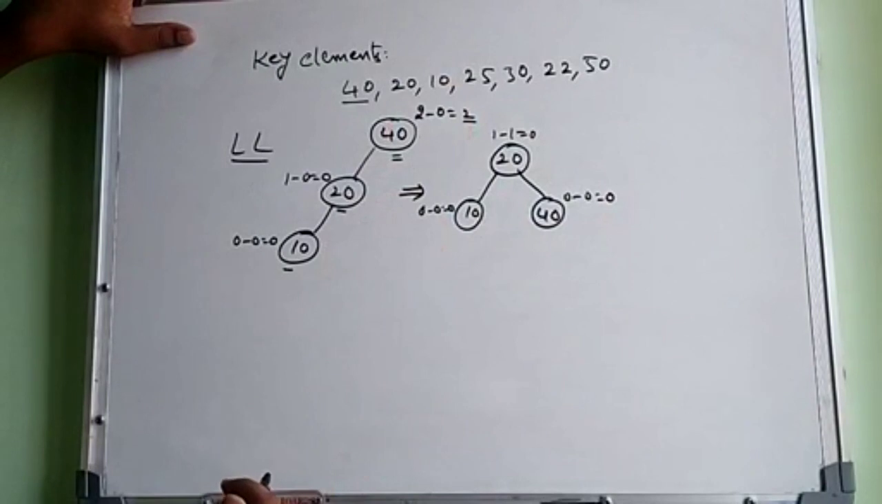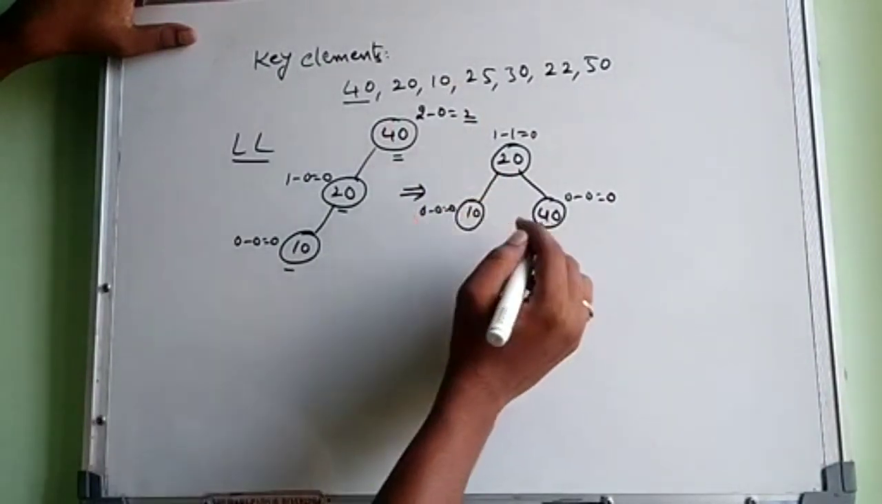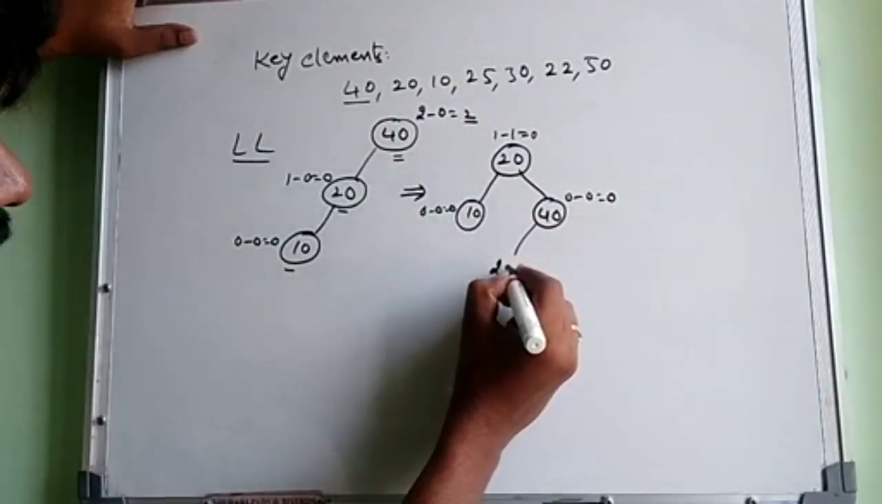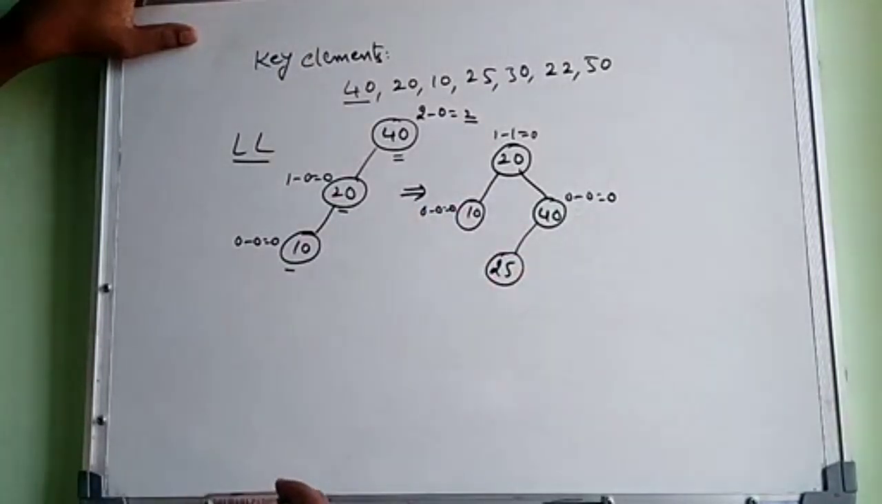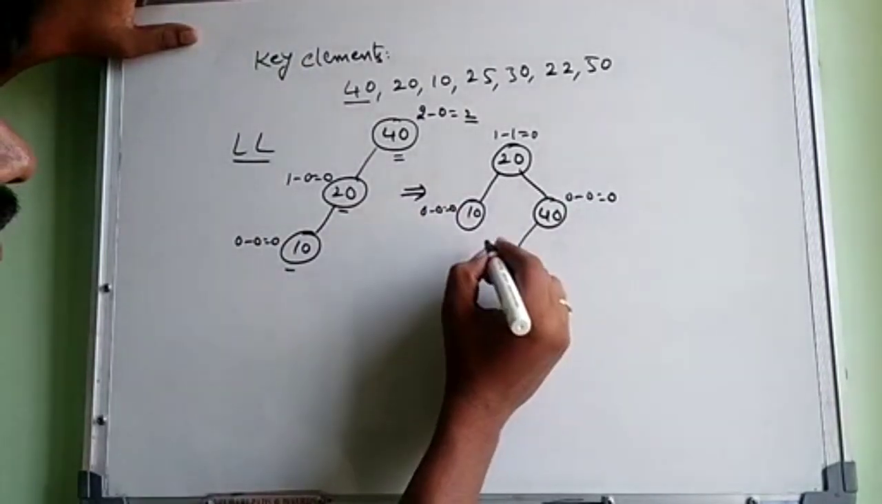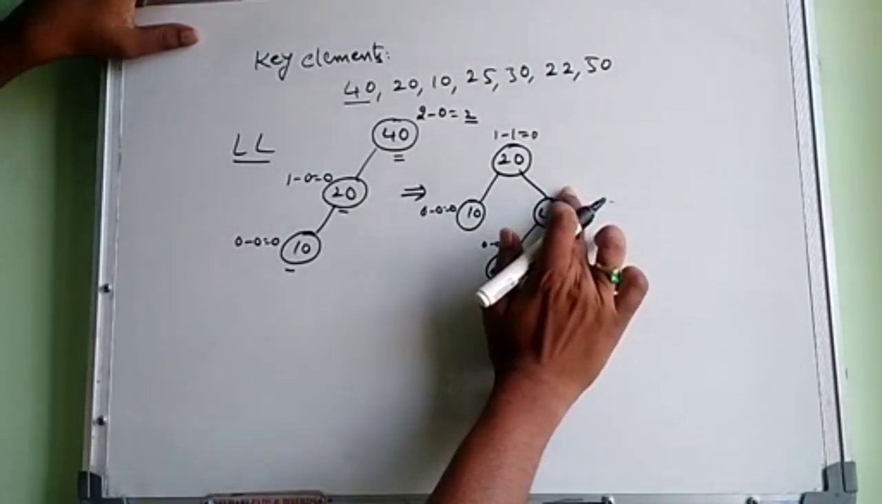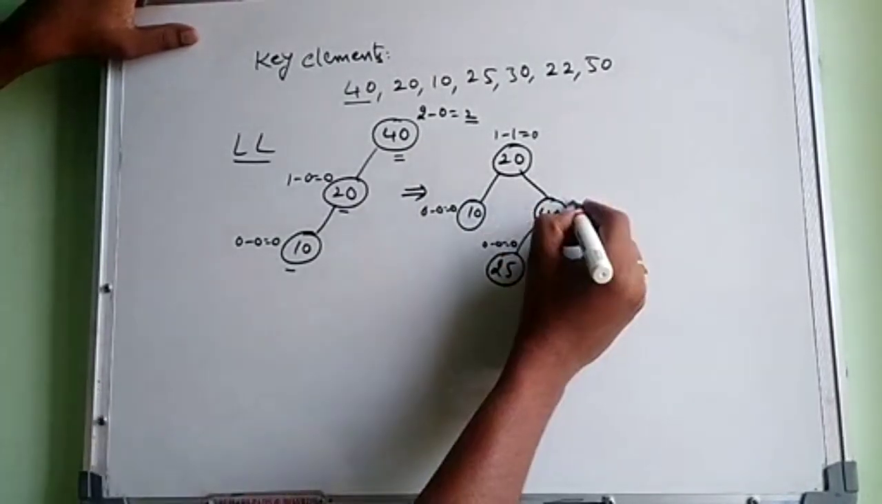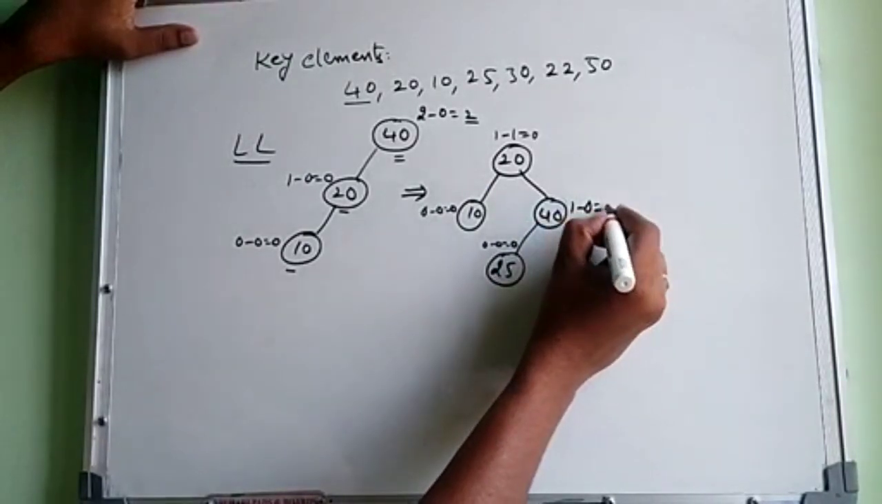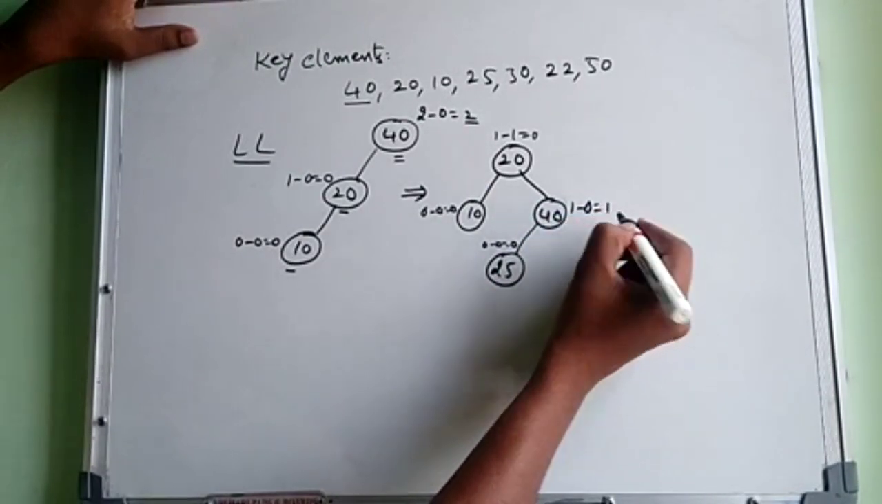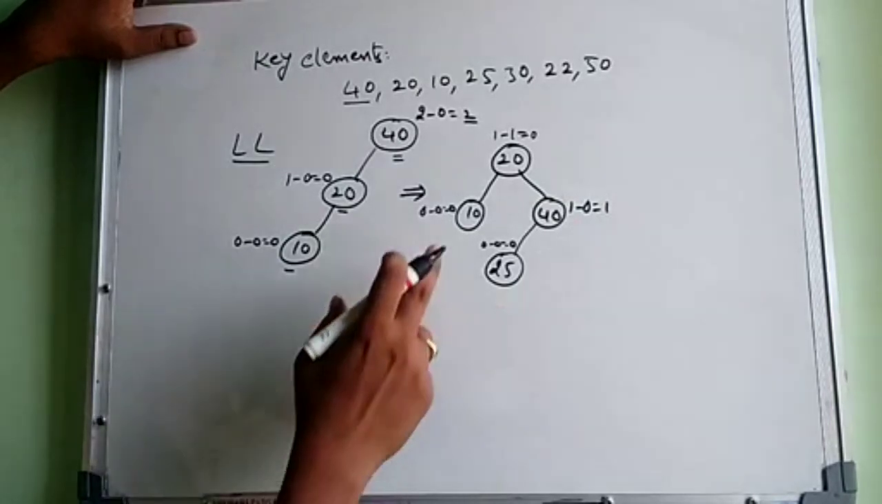Where can I add 25? 25 is greater than 20 and less than 40. So apply the balancing factor again. Here, no left child, no right child, so 0. Next, here how many left children? 1. How many right children? None. So 1. Next, here it is 0.